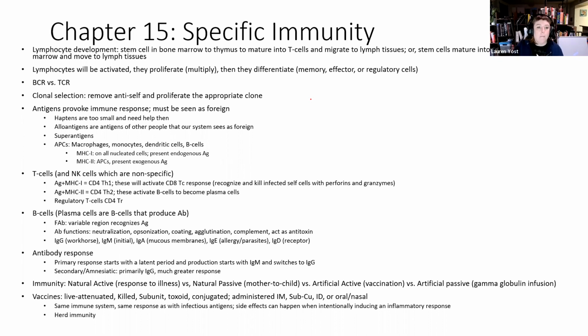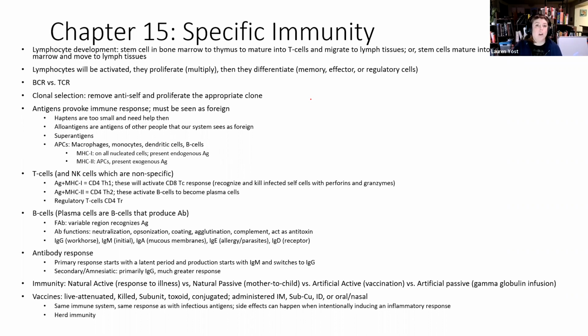Then we will only be activating the specific one that acts to one specific antigen, not all B cells, right? So that's the important part to know about that, really, more than anything. But clonal selection: remove anti-self and only proliferate the appropriate clone, the one that recognizes that specific antigen. You can have multiple antigens, of course, being reacted to in an infection, but that one B cell, that's all you need. So, okay, antigens, they will provoke an immune response and must be seen as foreign somehow.